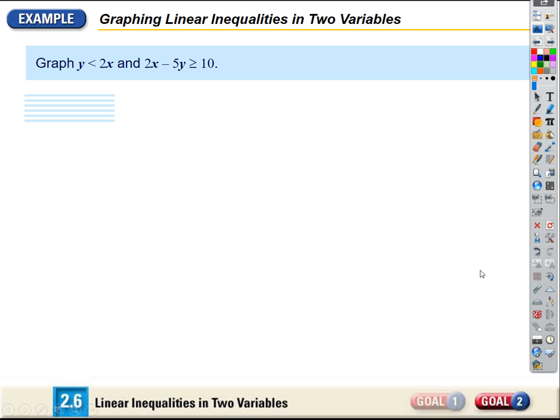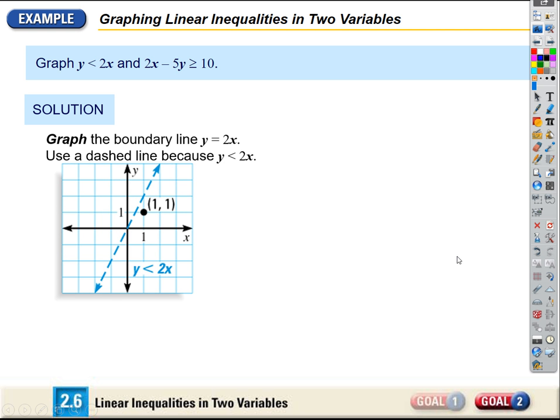Okay, so what about, let's do, well, I think we can do both of those. So what about the first one, graph y is less than 2x? Describe the line to me, the boundary line. Slope of 2, y-intercept of 0. So it goes through the origin with a slope of 2, correct? So there's the boundary line.